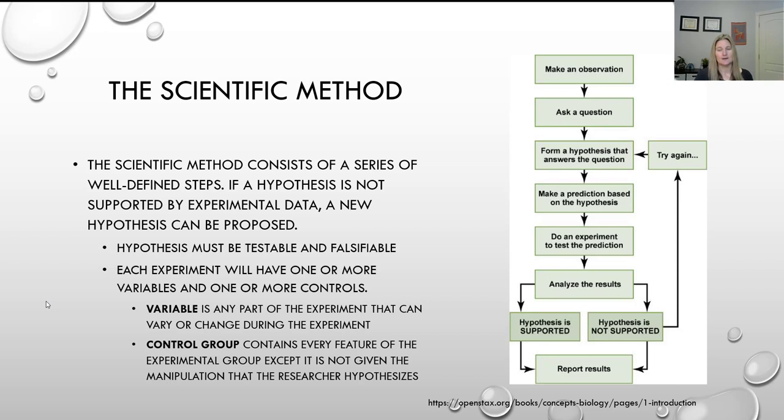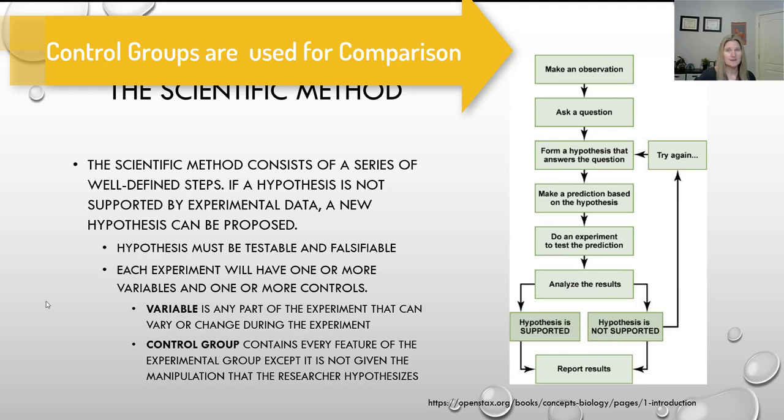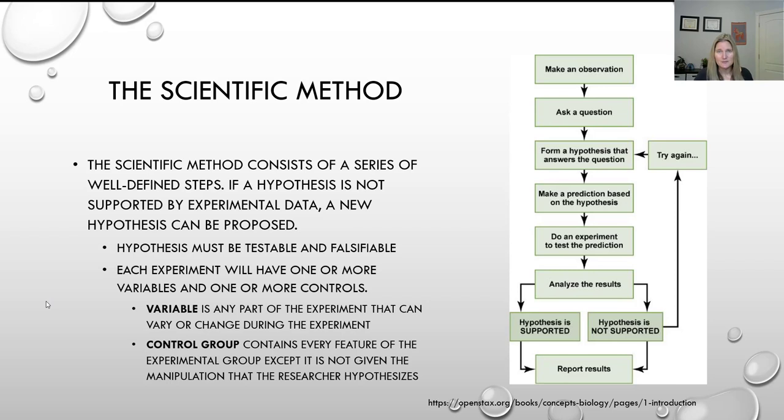Now the reason why I want a control group is because I want to make sure it's the fertilizer that's causing these plants to grow and not something else. So if I conduct my experiment and I see that the control group is growing at the same rate as the fertilizer group, then it's not the fertilizer that's causing them to grow, it's something else. So the control group is a good comparison to make sure that my results do verify that the hypothesis is supported or refuted.